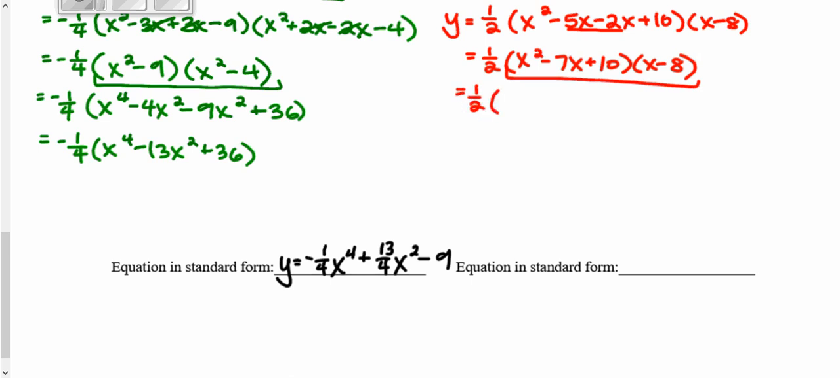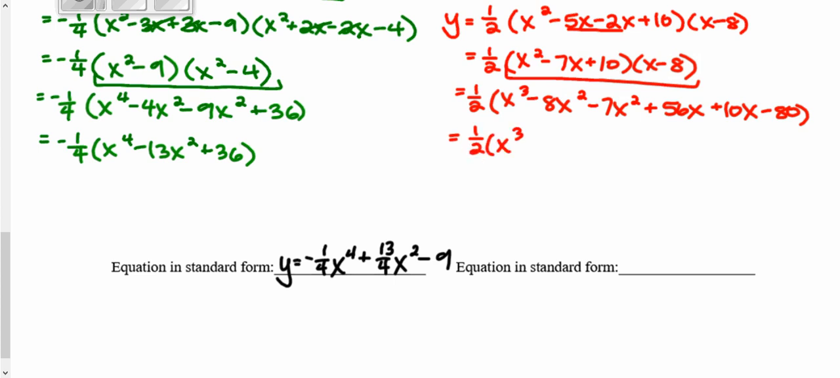So I'm going to distribute the x squared, so that would be x to the 3rd minus 8x squared. And now the negative 7x, so that would be negative 7x squared plus 56x. And now I'm going to distribute the 10, so plus 10x minus 80. Now I'm going to clean that up because I do have some like terms there. So x to the 3rd, and then for x squared, that would be a negative 15 x squared. For the x's, that would be 66x.